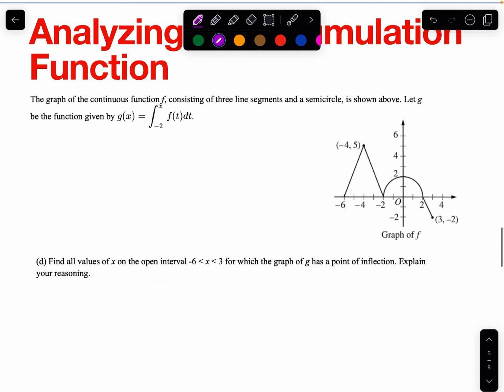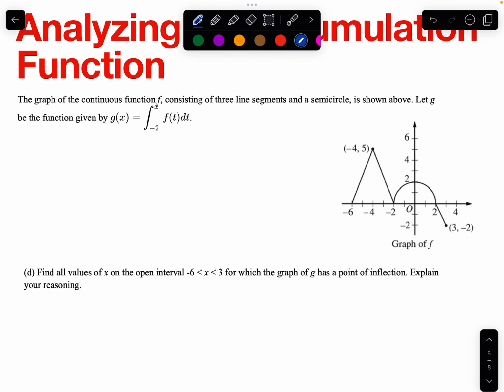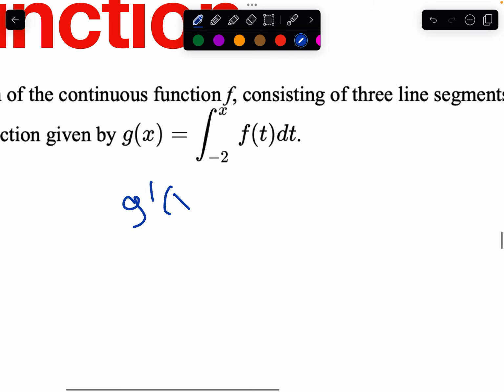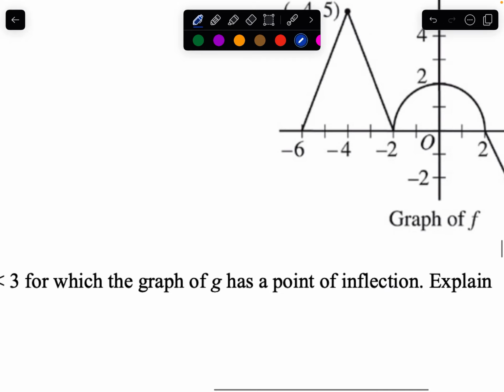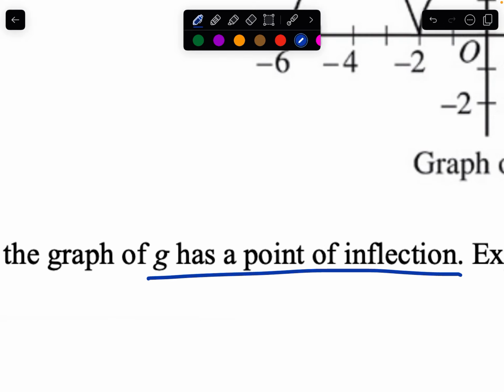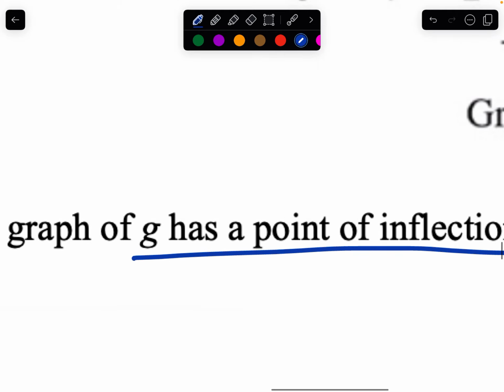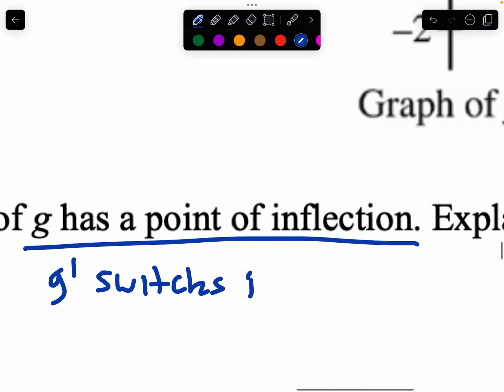One more part of this is part D here. Same situation, we still have this accumulation function, so recognizing then its derivative is the graph shown for us here. Find the x values on this open interval where g has a point of inflection. Okay, g has a point of inflection where it switches from being concave up to concave down. Yes, that's true. But how do we tell where it's switching from concave up to concave down if we have g prime in front of us? Well, we're looking for where g prime switches from increasing to decreasing or vice versa.